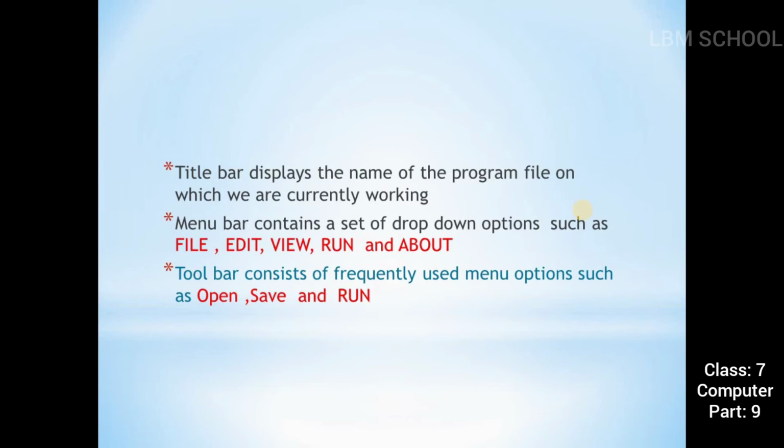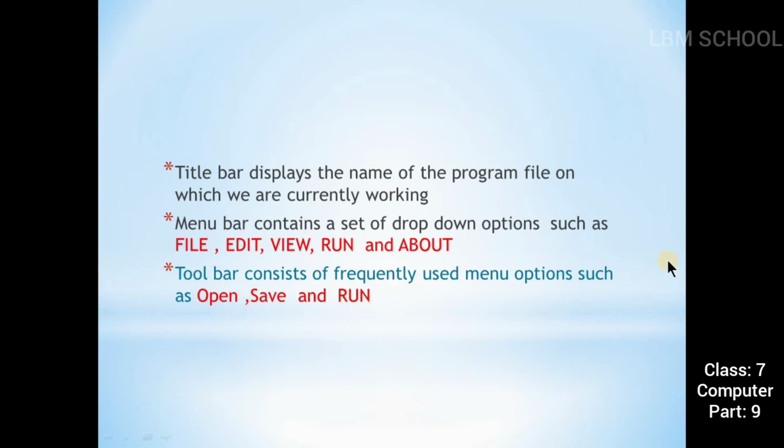Okay, what did the toolbar consist of? Toolbar consists of frequently used menu options such as Open, Save, and Run. In the menu options, these are all frequently used. Open is inside the File drop-down. Save will also be inside the File. And Run. Here also Run is there, but it is frequently used, so they have placed it in the toolbar.